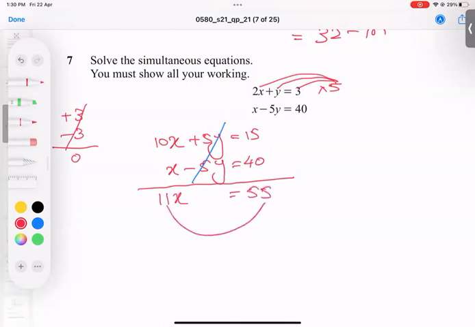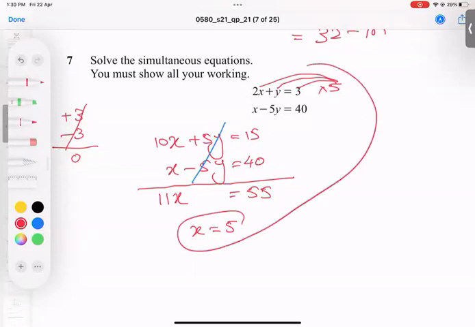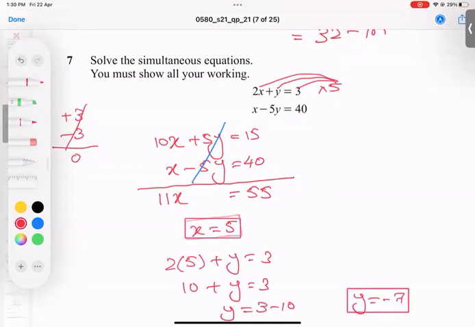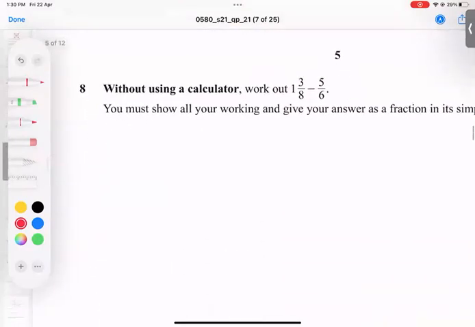And this 11 will divide down. So I'm getting 55 by 11 becomes 5. And this value you can plug into any equation, either 1 or 2. Equation 1, I think, is easier, so I'm putting it in 1. So 2 times 5 plus y equals 3. You can put it in any equation, the answer will be 100% the same. So this 10 goes there, 3 minus 10, and ultimately the answer becomes -7. So this is my final answer, from here and from here. Okay. So now let's go for the next.